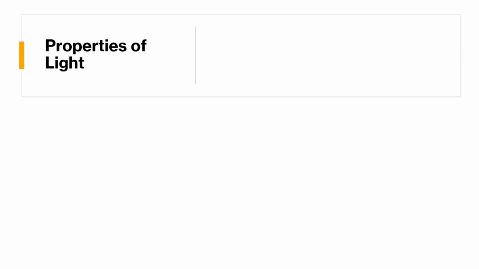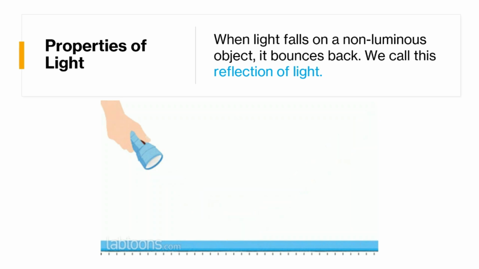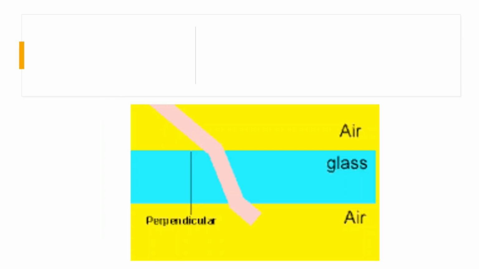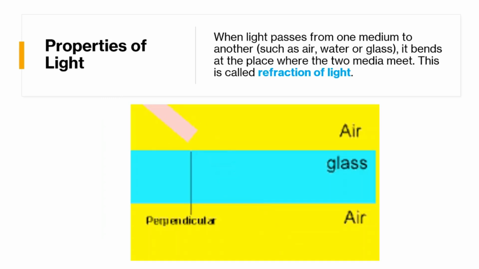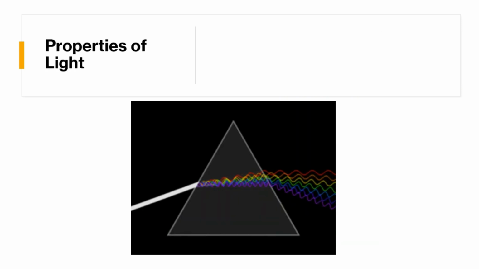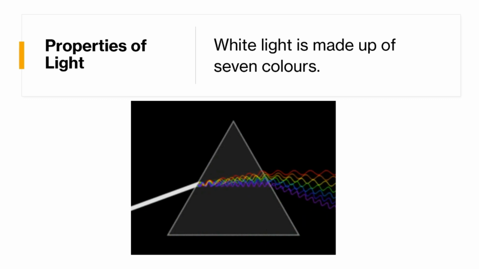When light falls on a non-luminous object, it bounces back. We call this the reflection of light. When light passes from one medium to another, such as air, glass, or water, it bends at the place where the two media meet. This is called refraction of light. White light is made up of 7 colors. When white light passes through a prism, it splits into 7 colors. We see a rainbow in the sky because of the splitting of white light by water droplets.